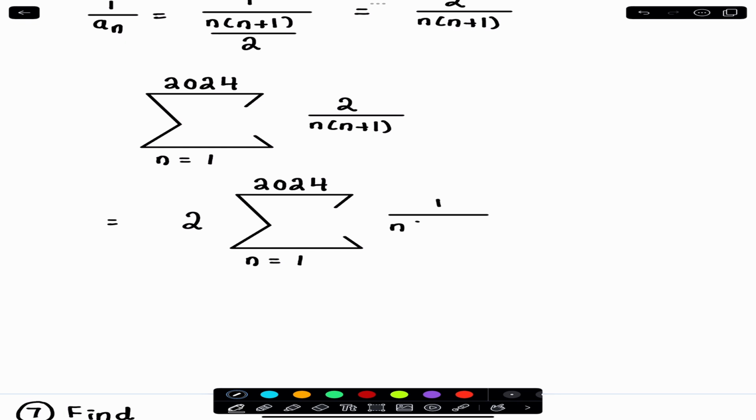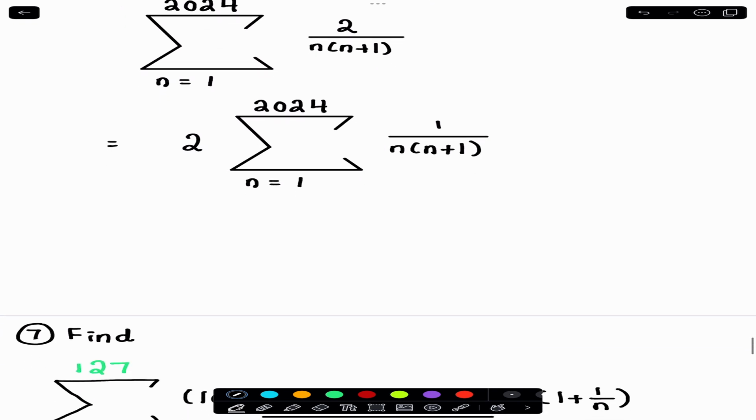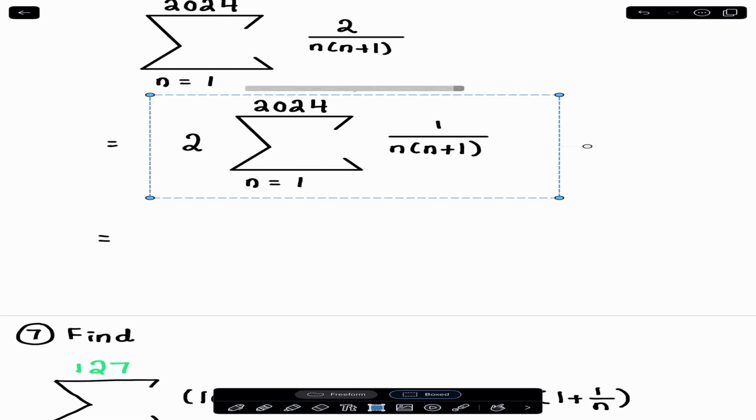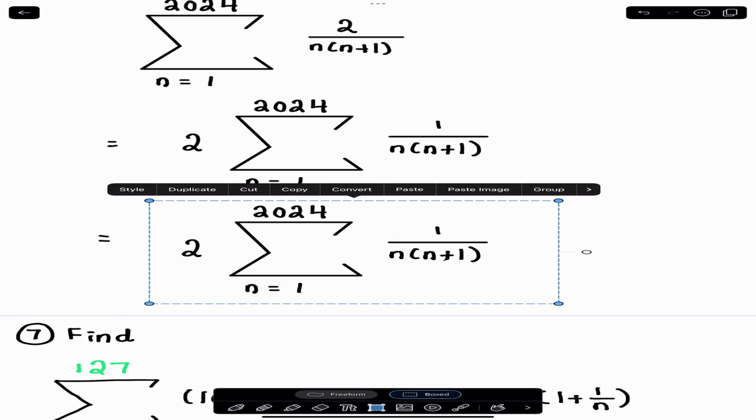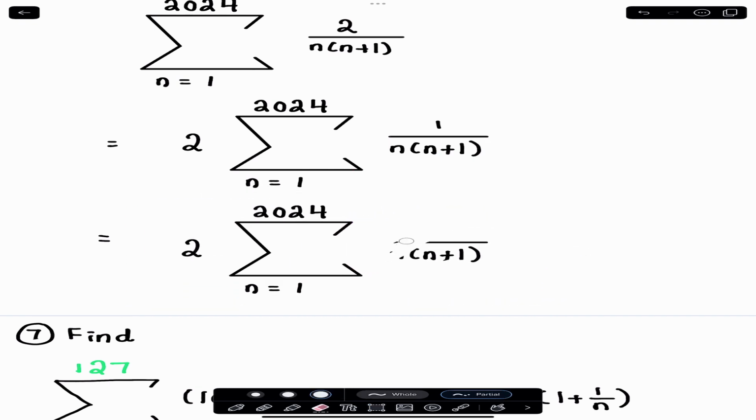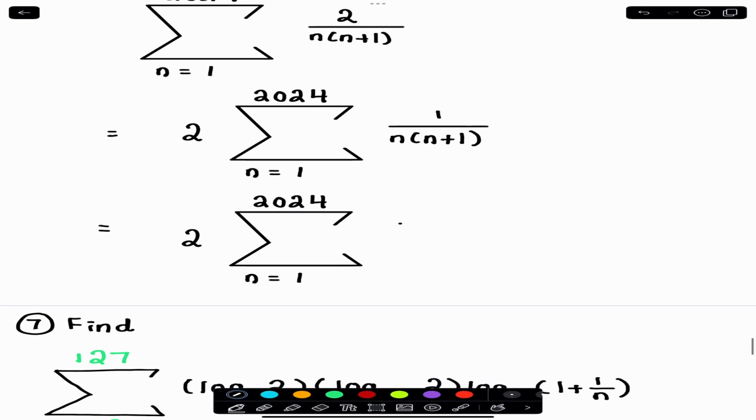So again, we already know this because we know that this 1 over n times n plus 1 can be split up. Yes. We know it can be split up into 2 fractions. The difference of the 2.